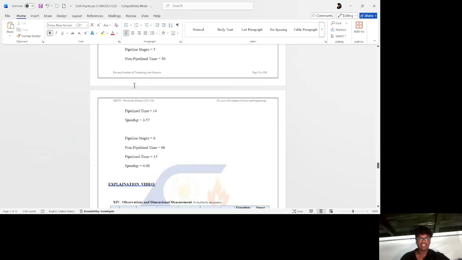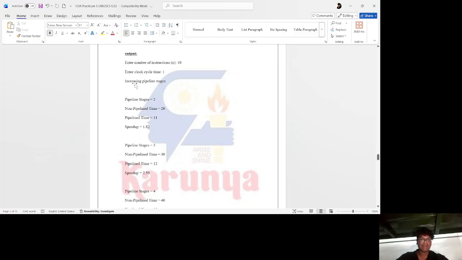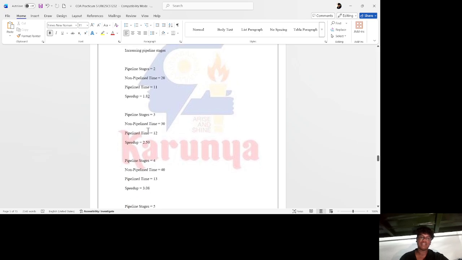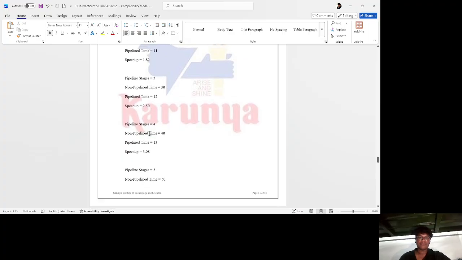The output is based on five or six types. In the first type, we see the output: instructions 10, clock time is 1, and increasing pipeline stages. Pipeline stage 2, non-pipeline time is 20 and pipeline time is 11. When we divide both, 1.82 will be the answer. Pipeline stage 3: 30 and 12. When we divide both, 2.5 will be the answer.